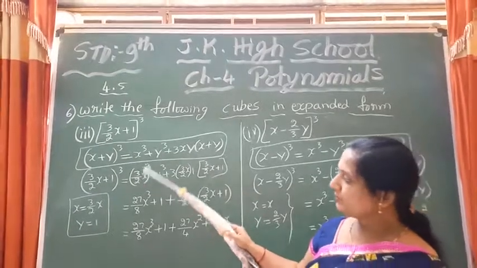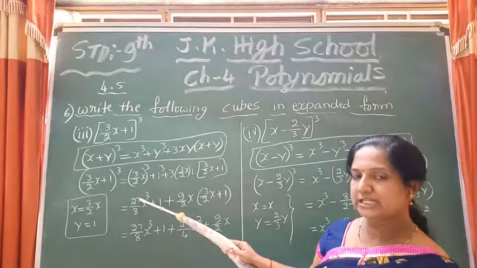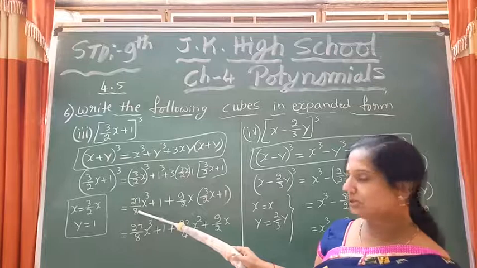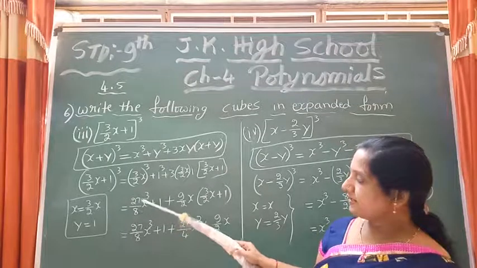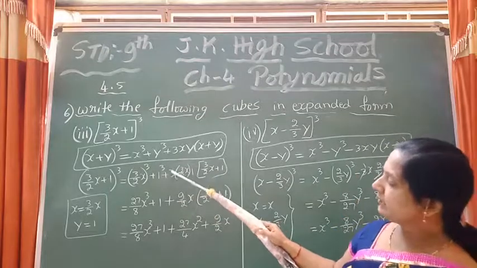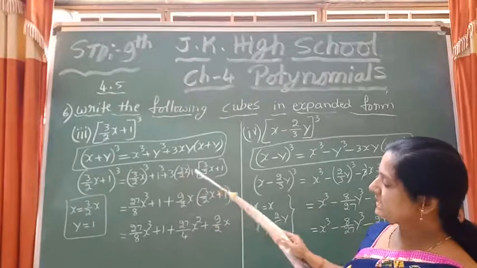Cube is there. Cube means 3 cube is 27, 3 into 3 into 3. 3 3s are 9, 9 3s are 27. 2 cube means 8, 2 into 2 into 2. 2 cube is 8, and x cube plus 1 cube is 1 only. Here if you multiply, 3 3s are 9, 2 as it is, 9 1s are 9 only.